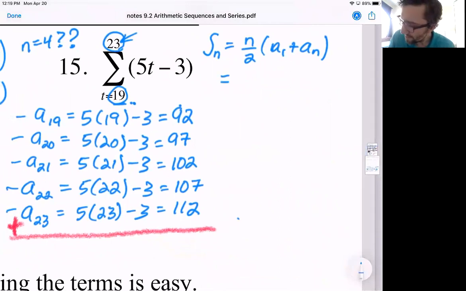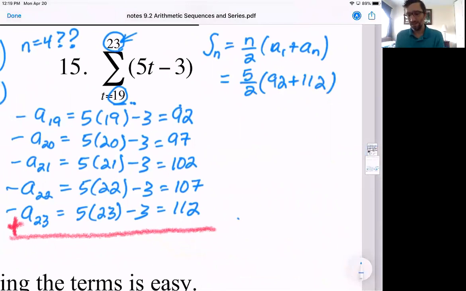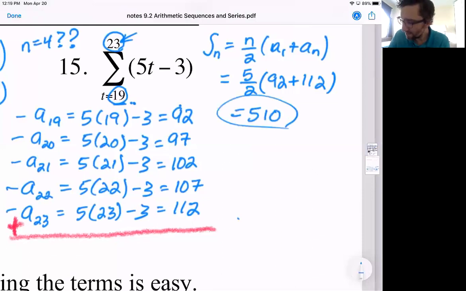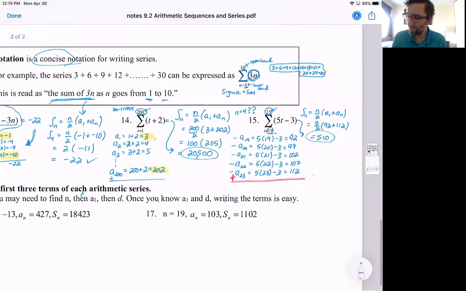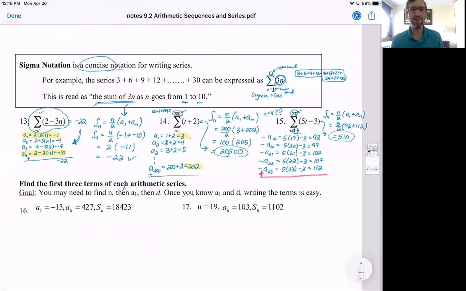So our sum of these 5 terms would be 5 terms over 2. The first term is 92, and the last term is 112. So we have 92 plus 112 times 5 over 2, which is 510. So this sigma notation equals 510 as the sum. So that's using sigma notation, a concise way of writing a series.